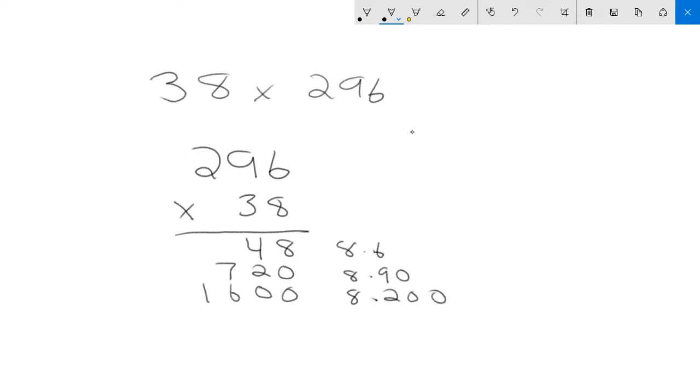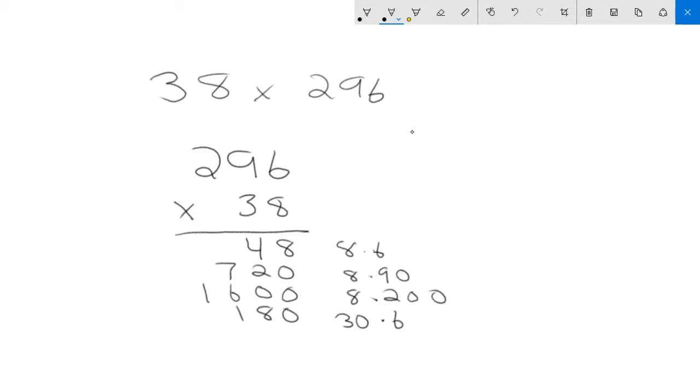Now, my next step, I need to work with this 3. But again, it's not 3 really, is it? It's 30. Because we're trying to find 38 groups of 296. So we found 8 groups of 296. That's this whole mess here. Now we need to find 30 groups of this so that we can add it together. So 30 groups of 6, or 30 times 6, is this step. That would be what? 180.